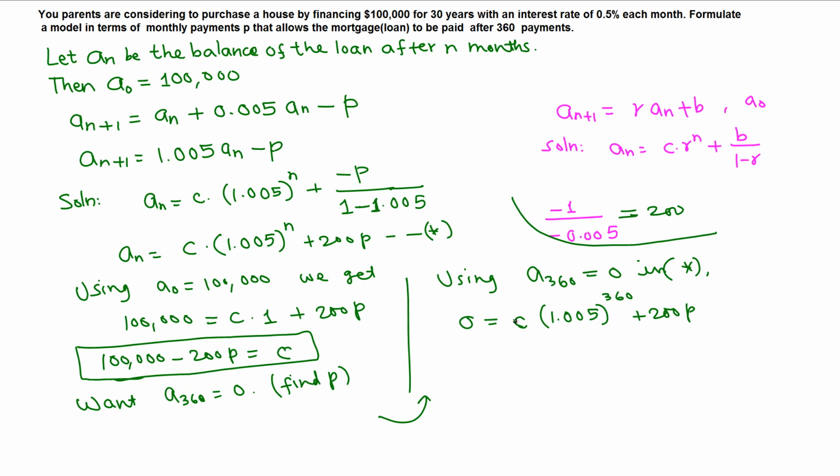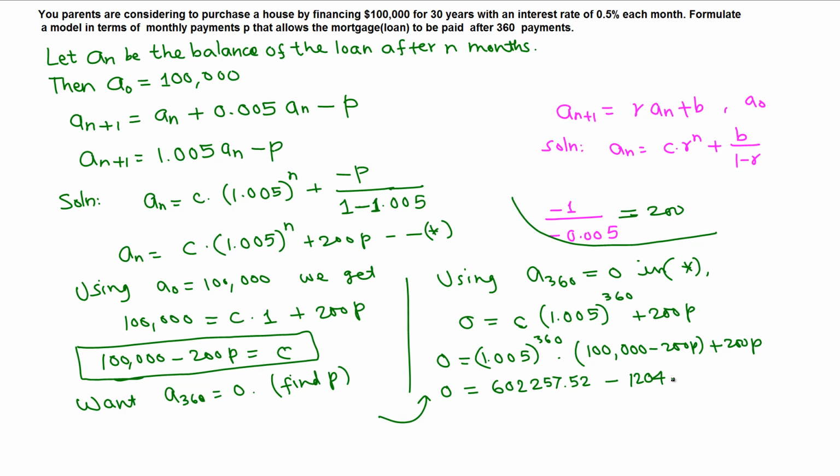Now from this we should be able to find the value of P. Let's plug in the value of C. So 0 equals 1.005 raised to 360 times C, where C is 100,000 minus 200P, plus 200P. So 0 equals, this is a decimal number. Let's distribute this times 100,000 and this times 200P. If we distribute, this number times 100,000 is 602,257.52 minus, if we multiply with 200, then we get 1204.52P, plus 200P is outside.